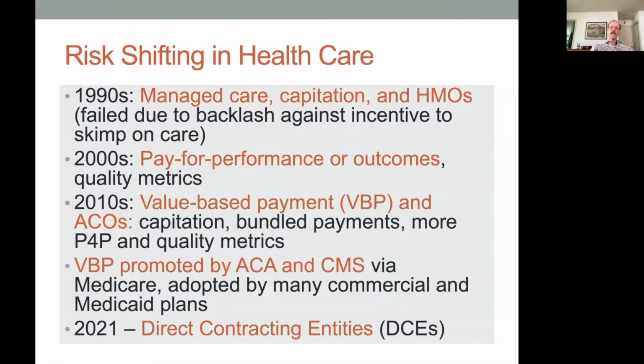So we tried risk shifting with managed care in the 90s, with pay for performance in the 2000s, with value-based payment in the 2010s, and value-based payment was built into the Affordable Care Act. And now we have direct contracting entities in 2021, which is the latest effort to apply the same idea, shift risk onto intermediaries.